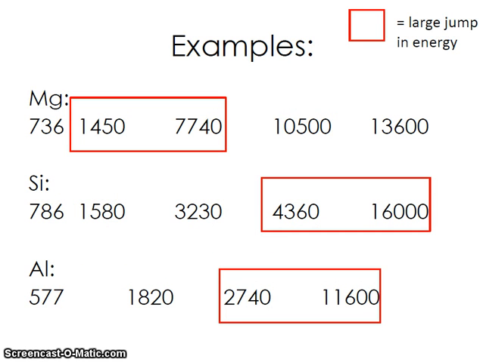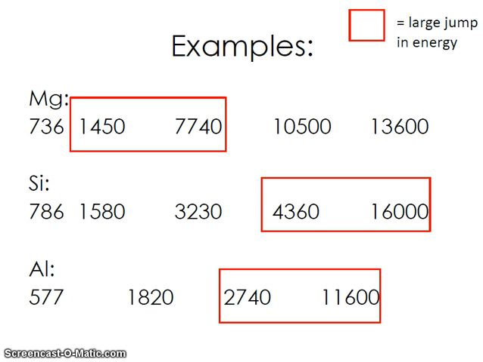So on this slide I've highlighted with a red box where we've got a large jump in energy. So the magnesium, for example, the first ionisation energy is 736, then 1450. So you've only got a jump there of roughly around 700. However, going from 2+ to 3+, there's a huge jump. You've now got a difference of about 6,000.